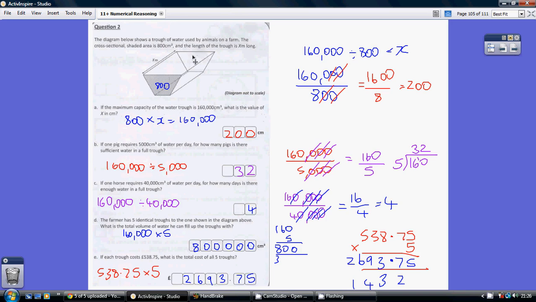Well, this is a typical prism. A prism is a shape which has a constant cross-section. So if you cut through it, the end bit will be the same all the time. For example, like a Toblerone bar and so on.